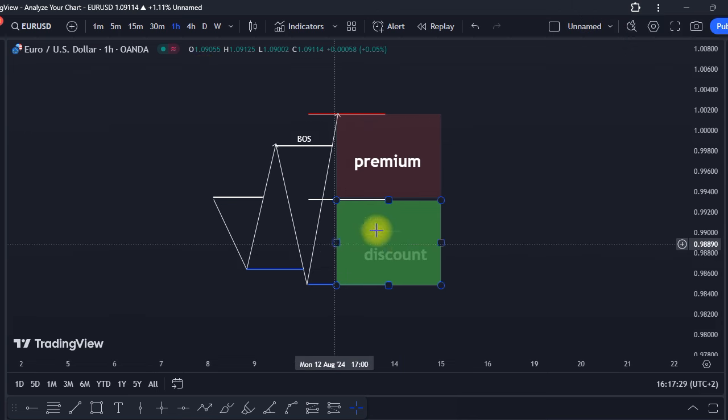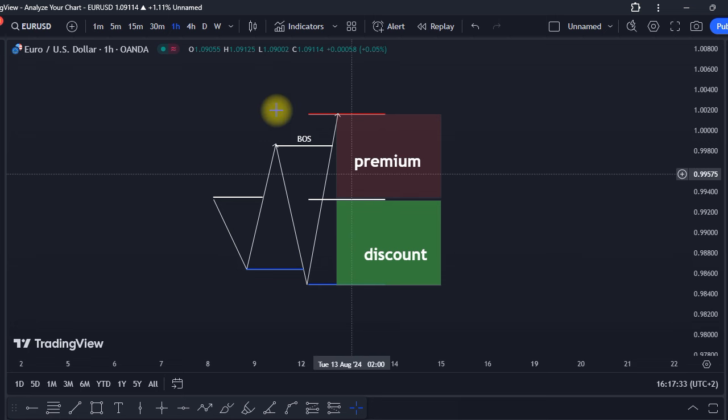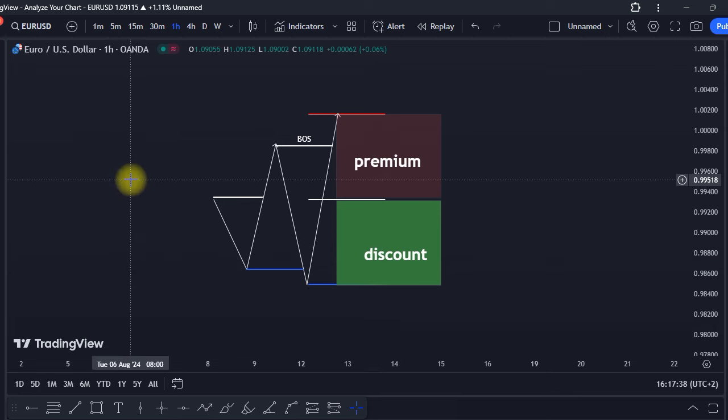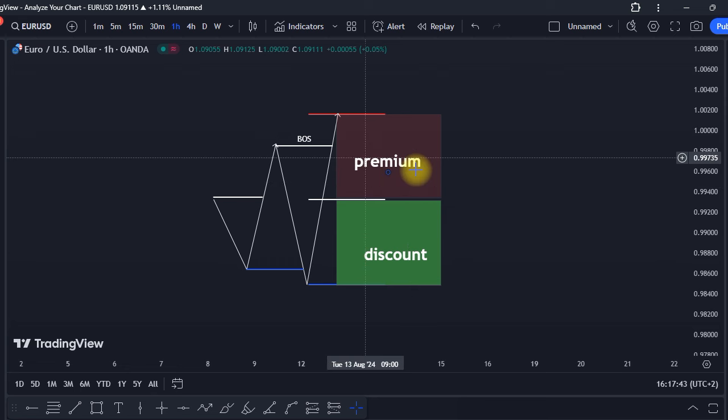Now, what we are looking for on this setup, we are looking to buy when the market enters into the discount, and we are looking to sell when the market is in the premium. Whatever sell position we take in the premium is going to be a minor sell. We're just going to be scalping the market here because we want to be in and out, because the major move is going to take place in the discount.